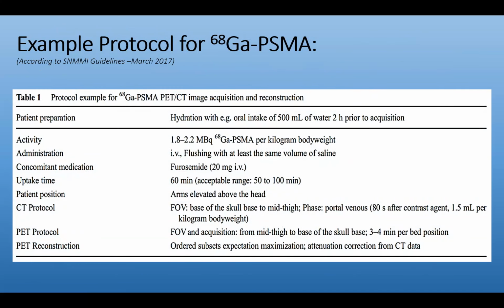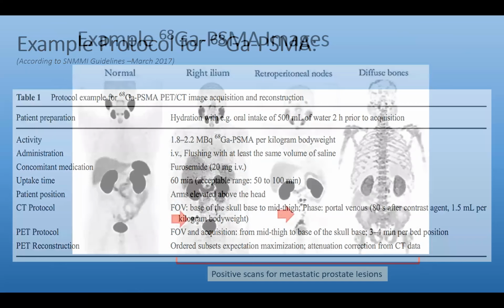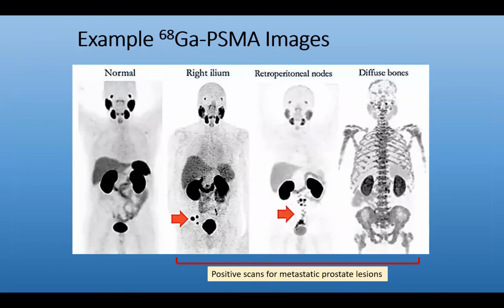So here's some images. This is a normal scan. It's a pretty nice quality. You'll notice that we get some lacrimal and salivary gland uptake. We get uptake in the liver and the spleen, lots in the kidneys, some in the bladder, or sorry, bladder's down here, and then this is bowel. So this is normal biodistribution.